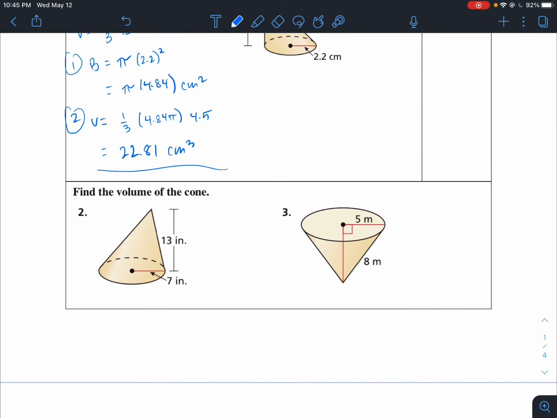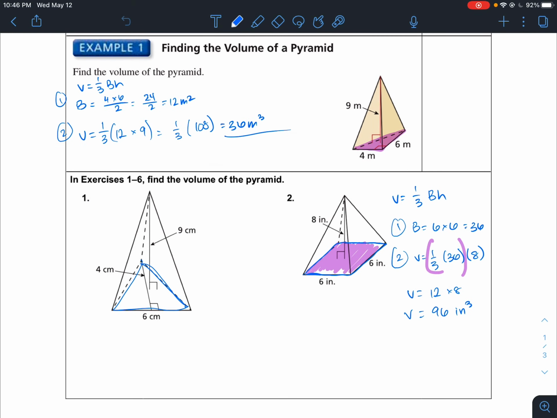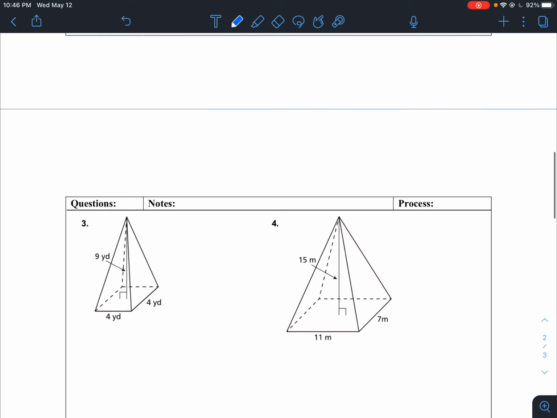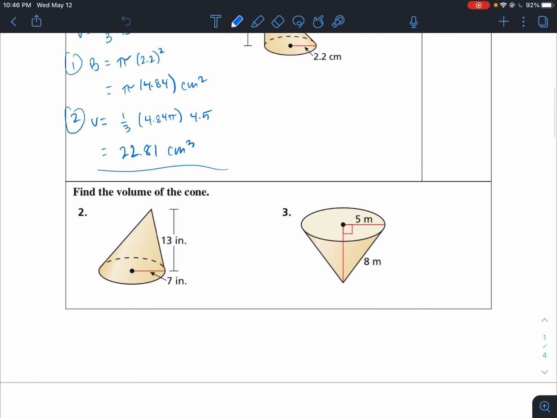Alright. And that's pretty much all there is to finding the volume of a cone. You just have to find the area of the base. The good thing about finding the volume of a cone versus finding the volume of a pyramid is that with a pyramid, the area of the base can differ, right? We can have a square base, a triangular base, a pentagonal base. But the nice thing about cones is that the base is always circular, so you only need to use pi r squared to find the area of the base.